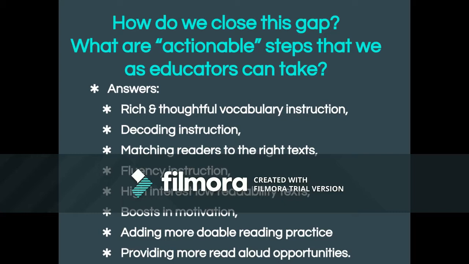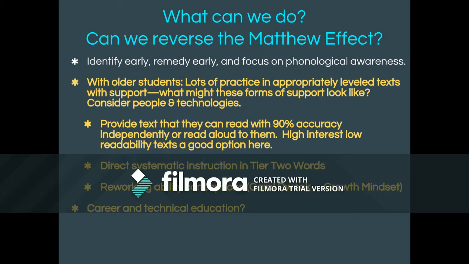Fluency instruction, and we'll get into fluency next week, but fluency instruction, prosody, having students read to each other, and conduct reading tests, which again we'll get into next week with fluency, those are the ways that we can really attack vocabulary instruction and engage them in more meaningful instruction. So with older students, lots of practice in appropriately leveled texts with support. So provide text that they can read with 90% accuracy.